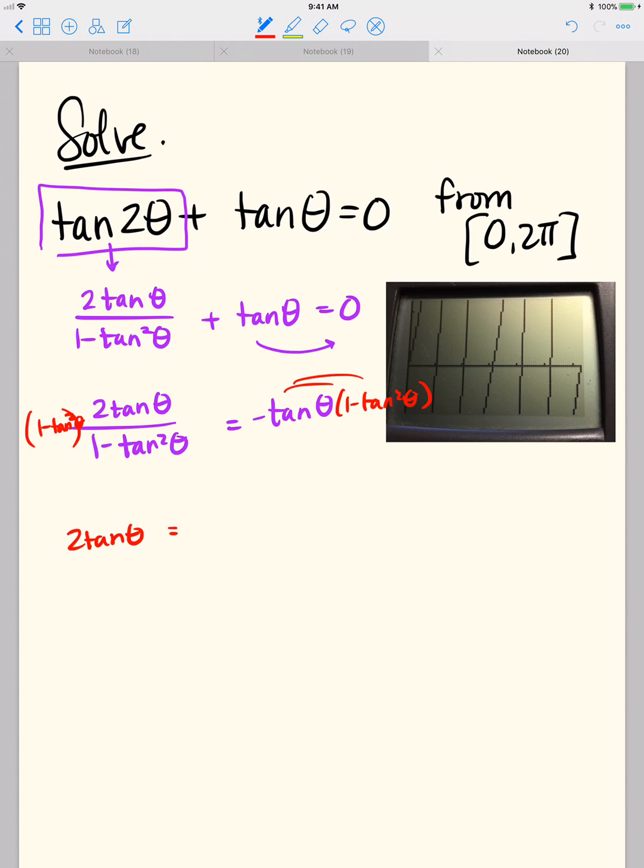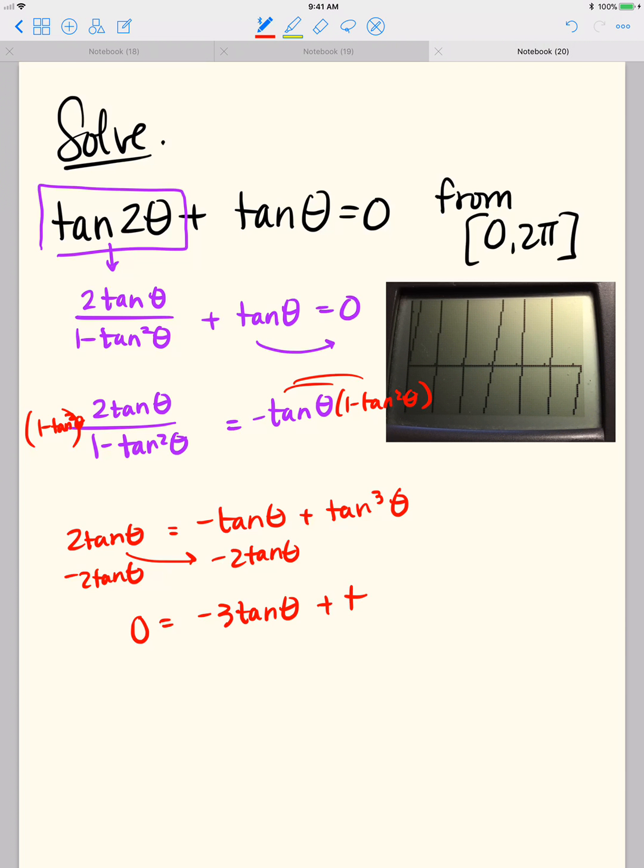And if I distribute, I have negative tangent theta plus tangent cubed of theta. It's okay, it's like an x cubed. Don't worry, because it's something you haven't seen before. But I have terms that have tangent in them, and I'm going to try to put them on the same side now. I've got rid of my fractions. So if I combine, I'm just going to subtract the 2 tangent theta over, because I can. It doesn't really matter which side you make 0. So I have 0 equals negative 3 tangent of theta plus tangent cubed of theta.